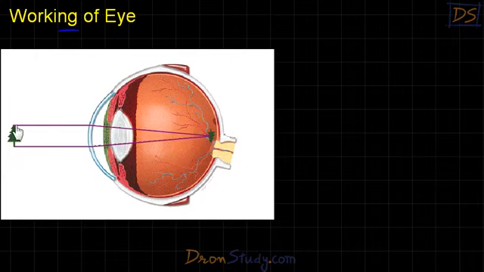That may be any object. For example, we have taken a tree. So students, this is an object in front of our eye. Okay. Now see, light rays starting from this object will come and hit our eyes, right students?